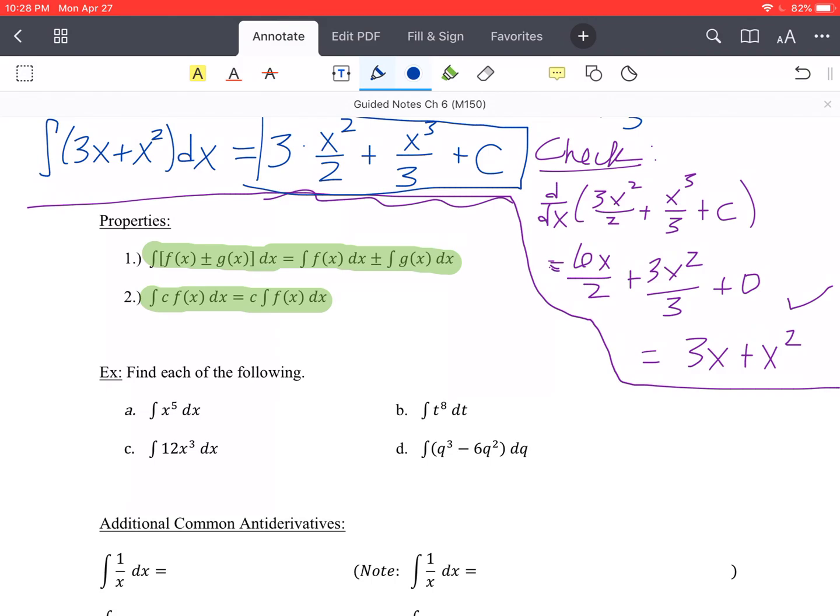So the integral of x to the 5th dx, well, we're undoing the power rule, so we're going to add 1 to the power, divide by that number, x to the 6th over 6, and then plus c, that arbitrary constant. Okay. And then next up, t to the 8th, so different variable, same type of solution. Undo the power rule, so that's add 1, so t to the 9th, over that same number. So t to the 9th over 9 plus c.